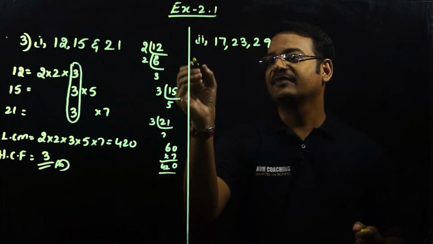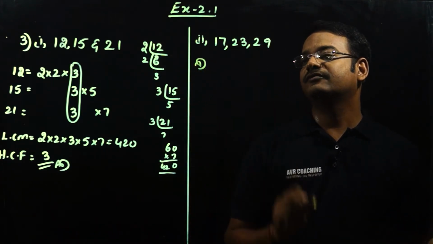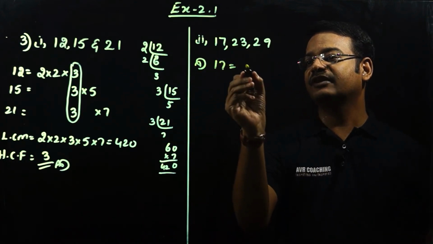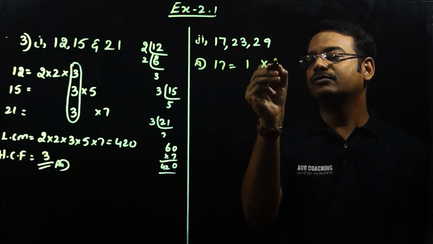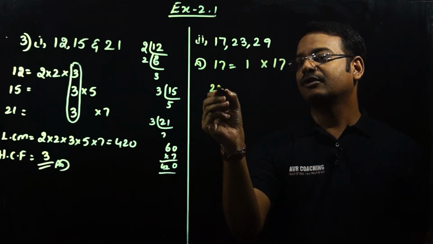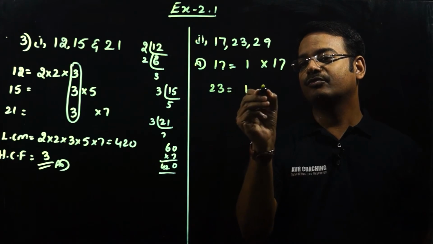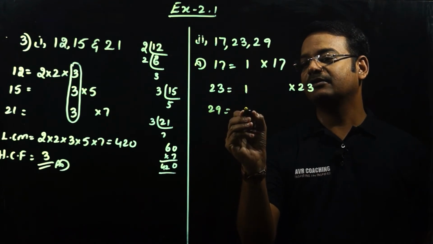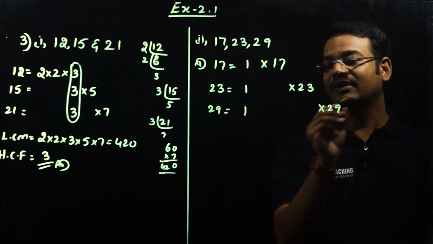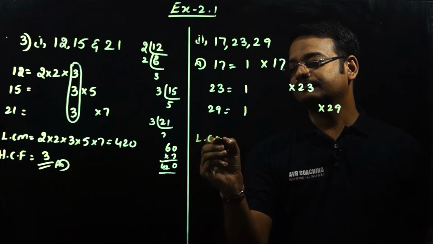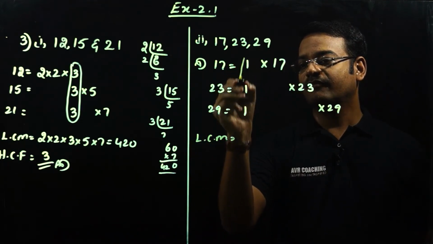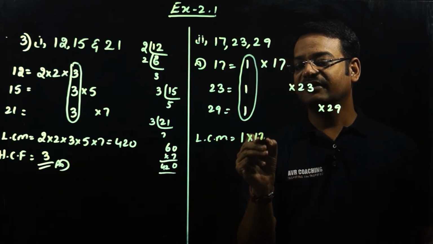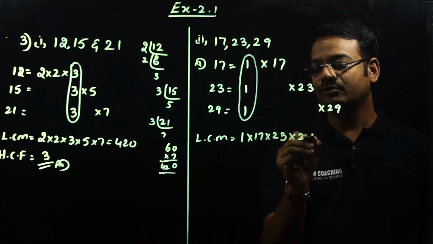So the second bit, he says find HCF and LCM for the given 3 numbers. So for 17, if we write in prime factorization method, we can only write 1 into 17 because 17 is a prime number. 23 is a prime number, so 1 into 23. 29 is a prime number, so 1 into 29. So the LCM will be, 1 we have 3 times, but we will only write 1 time. 1 into 17 into 23 into 29.